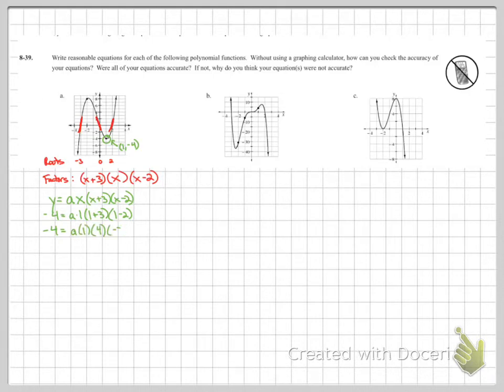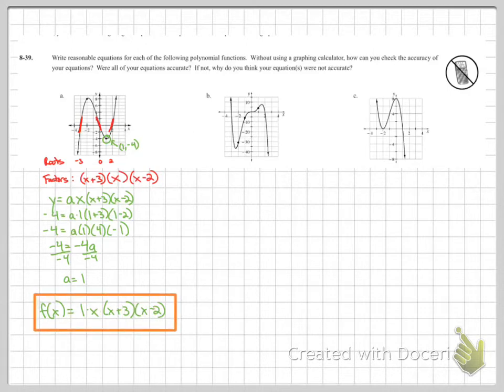Too many negatives. So -4 equals, that multiplies together to be -4a. Divide by -4, and in this problem a is 1. So my equation is f of x, or y equals, whatever you prefer, an imaginary 1, but I'll write it this time, times x times x plus 3 times x minus 2. But what they're looking for is that you find that a value, and it's not always going to be 1. So let's look at the next one.